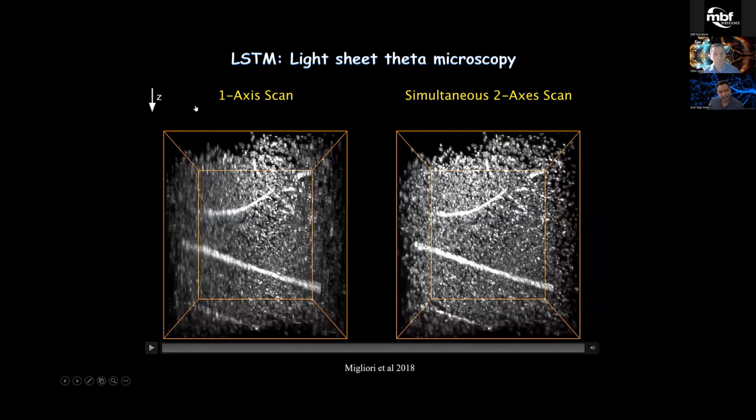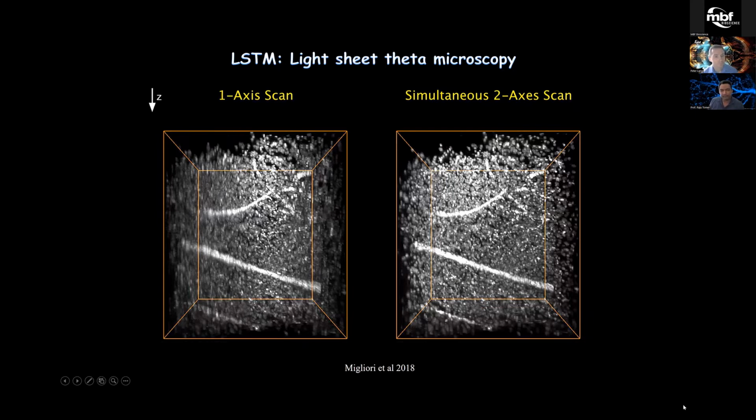As you would expect in the 1-axis scan, similar to a standard light sheet system, you end up with differential quality. You have this center with very high quality, where you have the thinnest part of the sheet, but as you move away from the center, the light sheet is getting thicker, right? So you have a much poorer axial resolution.